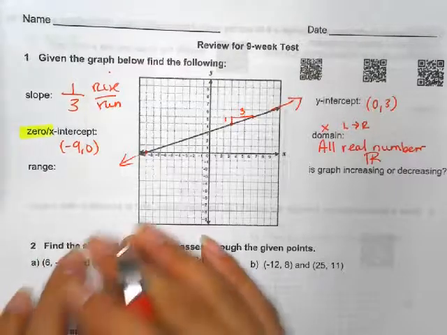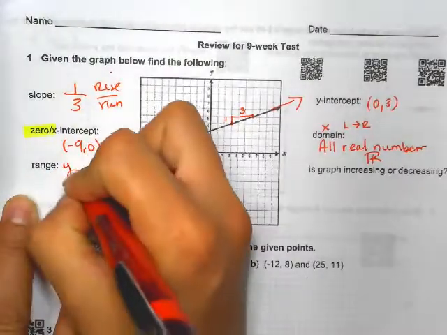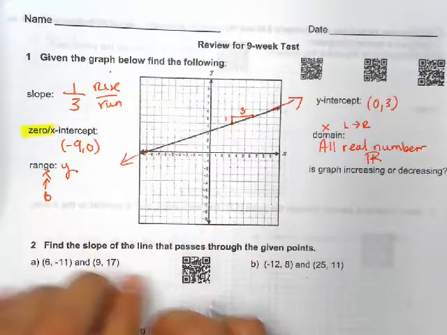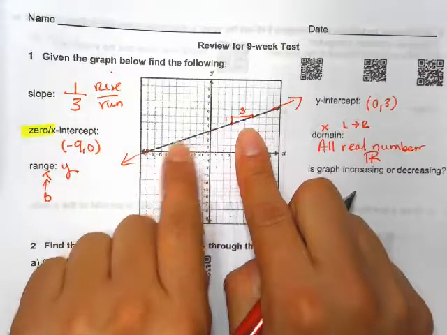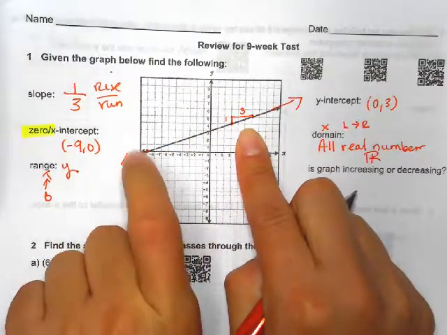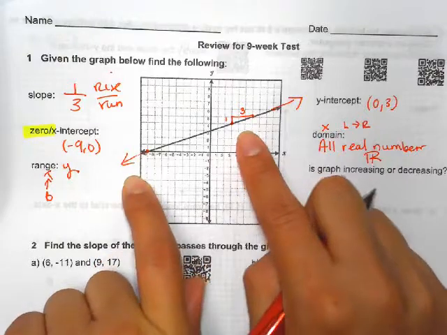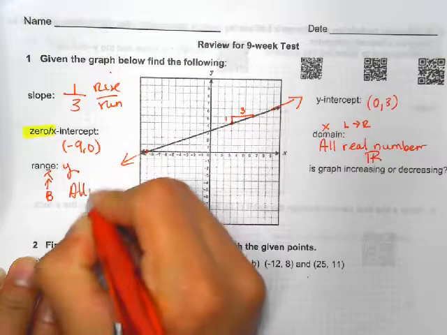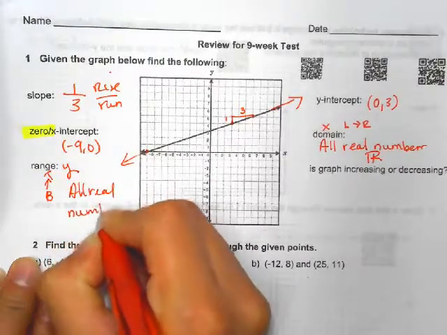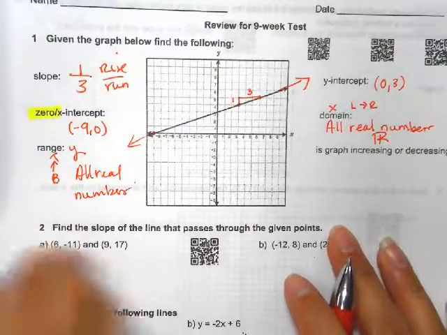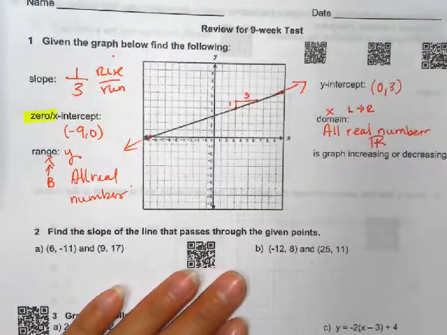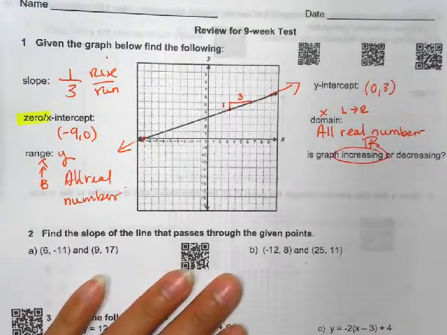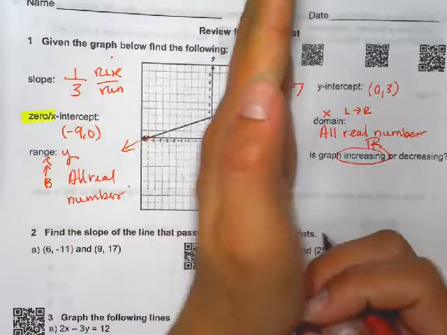What about the range? Range is all possible y values, and we go bottom to top. So according to this graph, how low does it go? Very good. Arrow to arrow again, from bottom to top, so it's all real numbers. Is this graph increasing or decreasing? How do you know it's increasing? Very good. From left to right, it's going up.